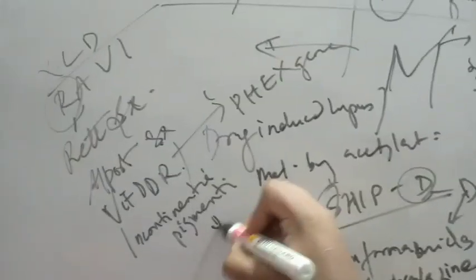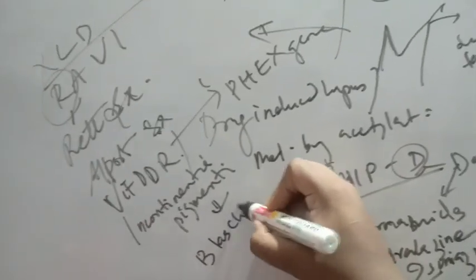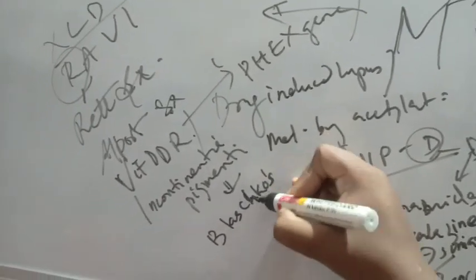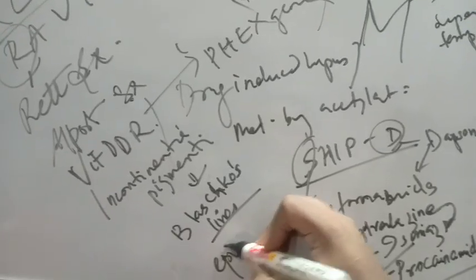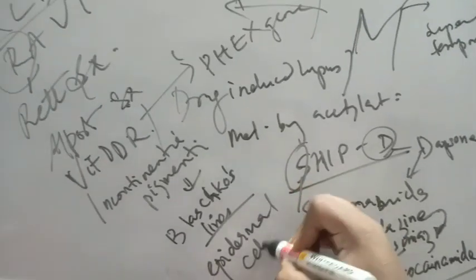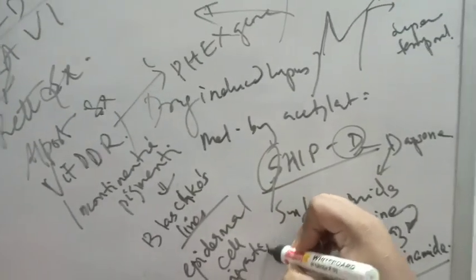I stands for incontinentia pigmenti. Incontinentia pigmenti is a lack of pigmentation. Along which lines? This is the MCQ question. Along the Blaschko's lines. Blaschko's lines are actually the lines of epidermal cell migration. Anyway, this is the question which will come here.